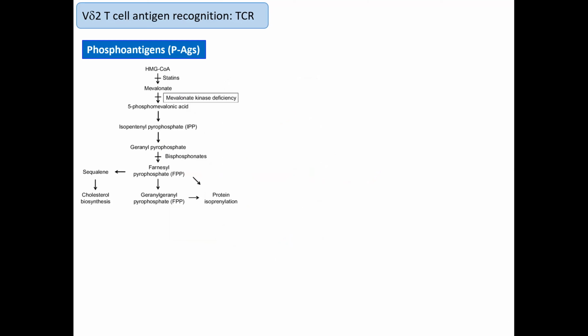VD2 T cells recognize, through the TCR, phosphoantigens, which are intermediates of the isoprenoid biosynthesis pathway, which leads to the production of cholesterol, which is here. You don't need to see any of this. Just an example is the intermediate IPP, or isopentenyl pyrophosphate, which is produced in this pathway. And we have learned to manipulate this pathway, and as an example of drugs that may be familiar to all of you, statins and bisphosphonates can modulate this pathway, modulating as well VD2 T cell function.